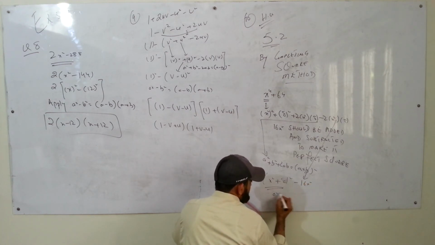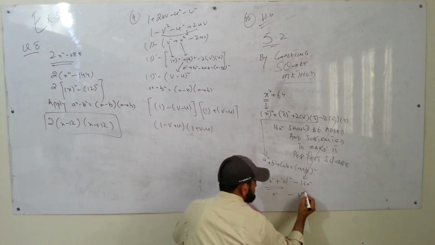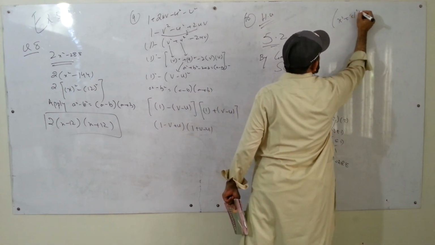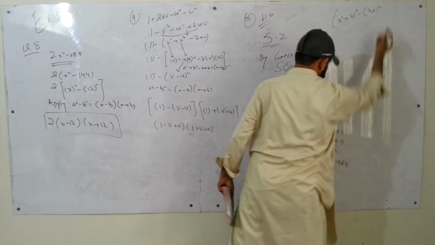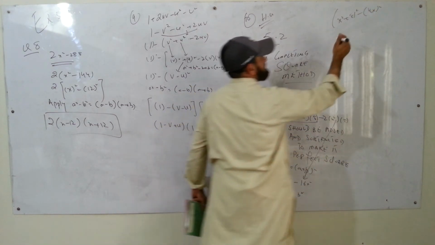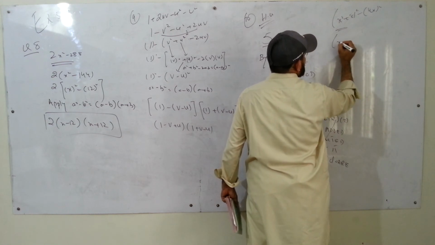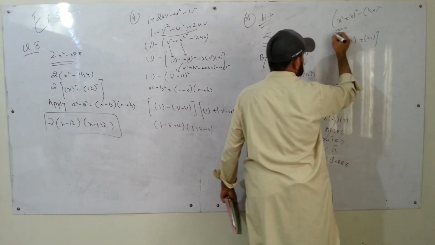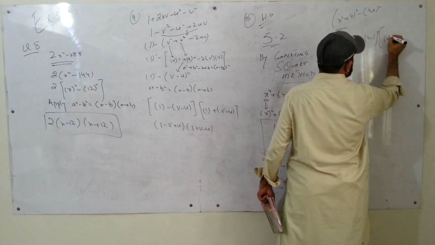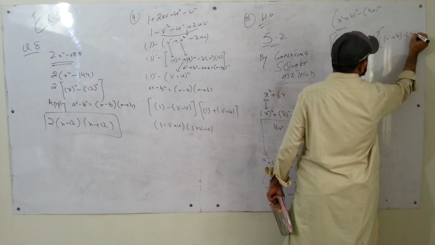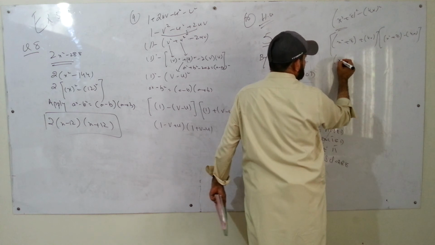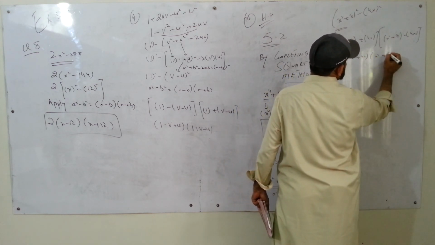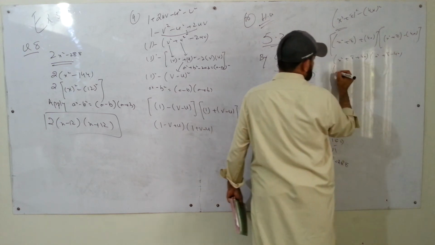Now it will be a square minus b square. It means x square plus 8 whole square minus 4x whole square, since the square root of 16x square is 4x. We apply the formula a plus b, a minus b. Open the bracket. Arrange in descending order.